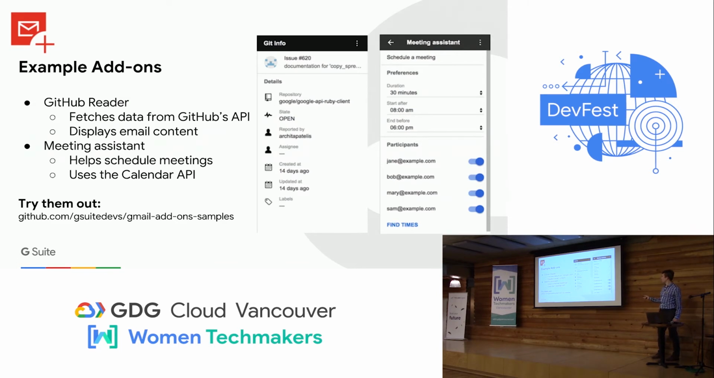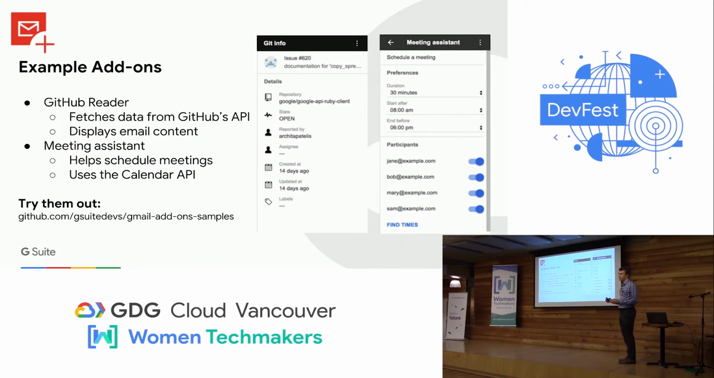Some other example add-ons we have, these are on GitHub. One is a GitHub reader. So I don't know about you, but I get these emails from GitHub saying, hey, someone filed a new issue on your repo. Someone created a pull request. And the email has a static snapshot of that pull request or issue.